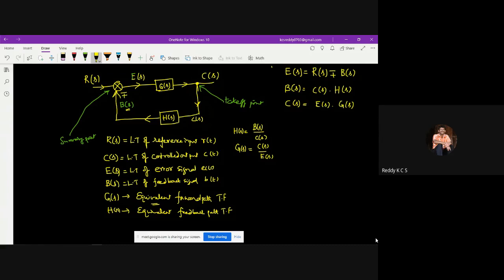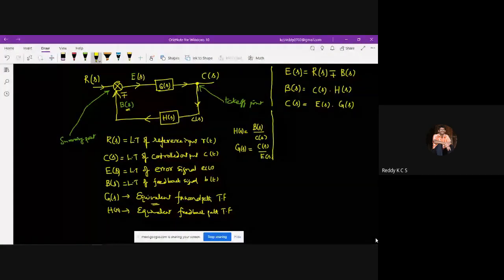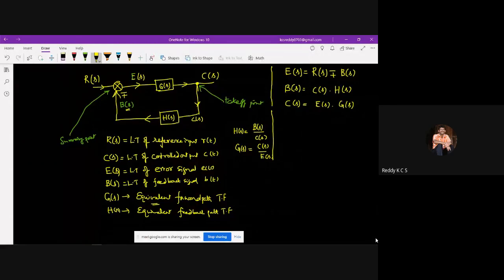From these three equations, I know the B of s value, so I substitute B of s in the first equation. And I know the C of s equation, so I substitute it as well. So E of s is equal to R of s minus or plus C of s into H of s. Once again, I am substituting the third equation, which represents C of s equal to E of s into G of s, in this equation.